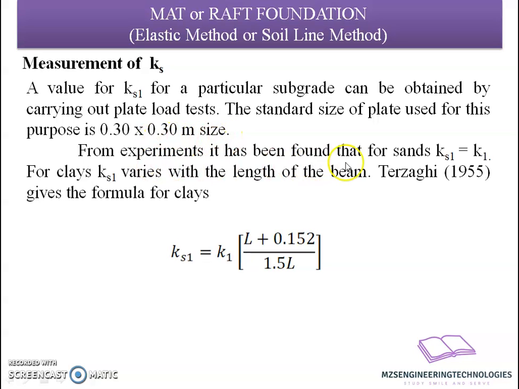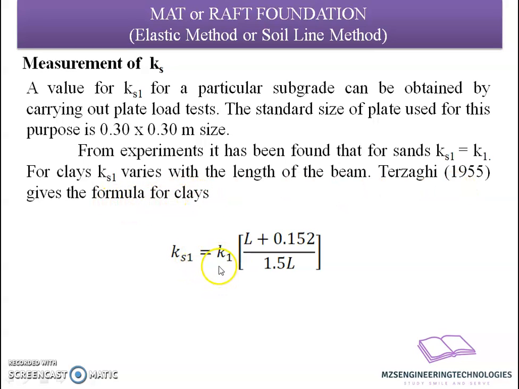From experiment, it has been found that for sand, Ks1, meaning subgrade at a particular location, is equal to K1, the prescribed value of settlement of the sand. But in the case of clays, it varies with reference to the length of the beam, as well as with reference to the size of the plate, or the varying size of the plate. So Terzaghi has provided such a relationship for a clayey soil.